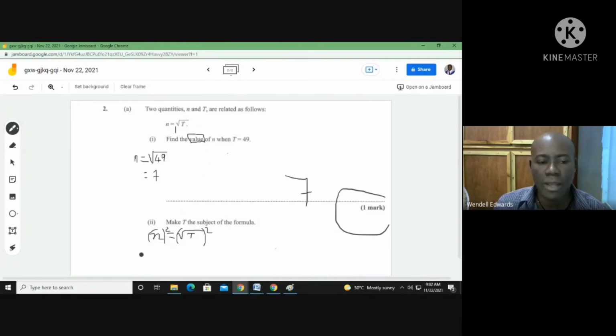All right. So on the left side, I'll end up with n squared is equal to t. All right. So n squared is equal to t. And that's how you connect that other mark there. Very simple and straightforward CXC questions.